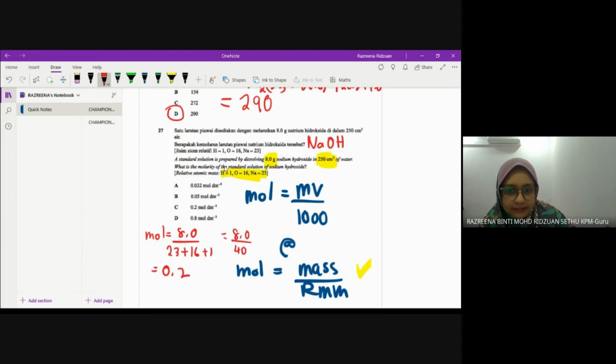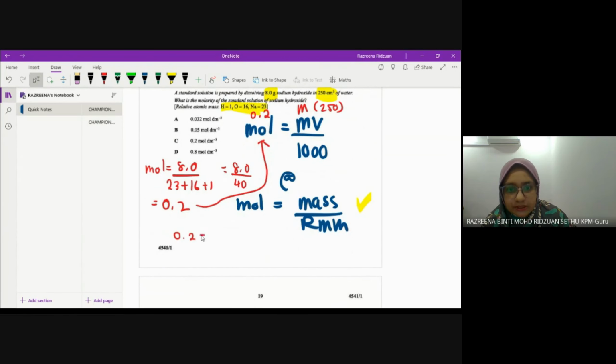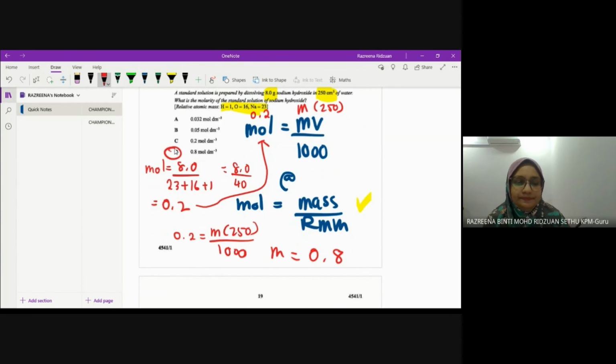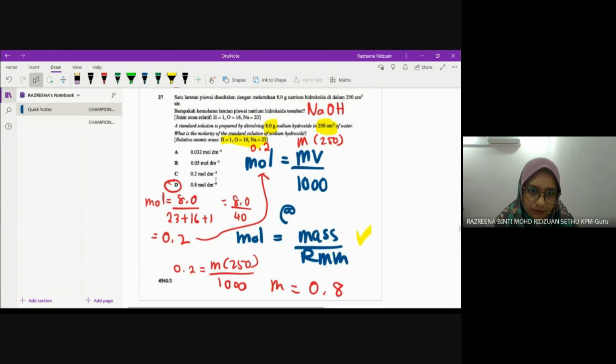Then you want to find the molarity, so you take this 0.2 and put it into the formula, where M is what you're looking for, and the volume is 250 divided by 1000. In other words, 0.2 is equal to M times 250 divided by 1000. So M is 0.2 times 1000 divided by 250. Answer is 0.8. You have to find the mole from mass over RMM, and then you find the molarity.